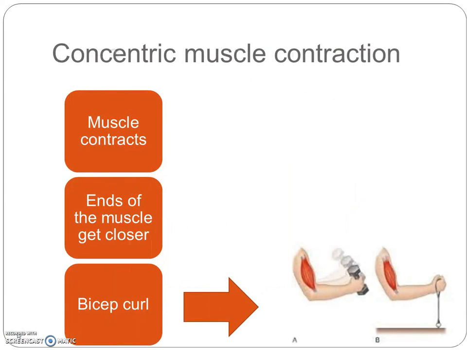The first type of muscle contraction is a concentric muscle contraction, and this is where the muscle contracts, as you can see in the image. During this contraction, the muscle becomes shorter. Both ends of the muscle are being drawn towards one another. An example of this could be a bicep curl, as you can see here, where you bring your arm up towards your chest and your bicep contracts and becomes shorter as you reduce the angle.